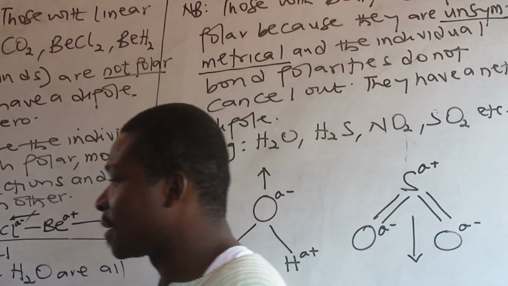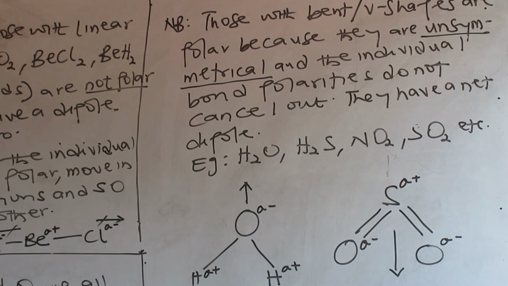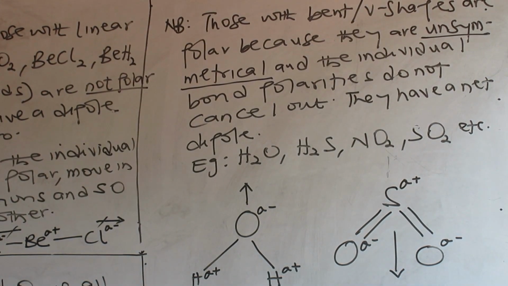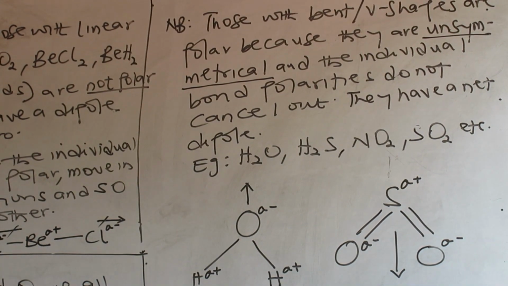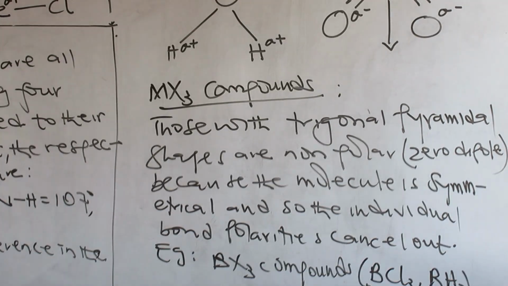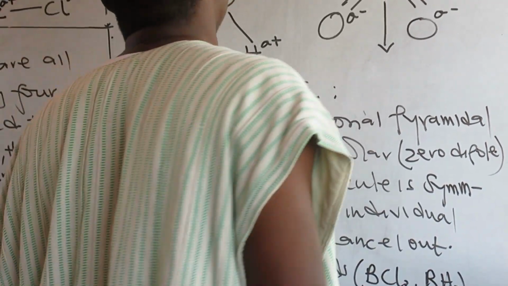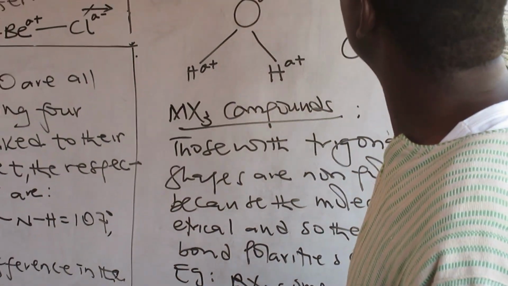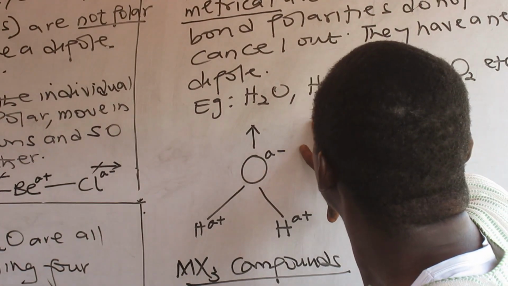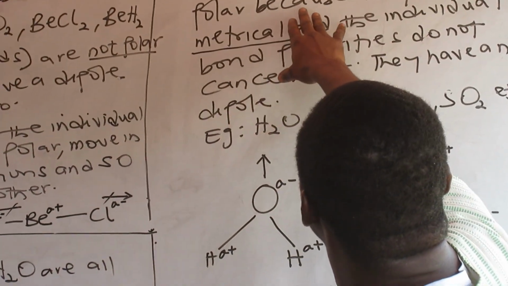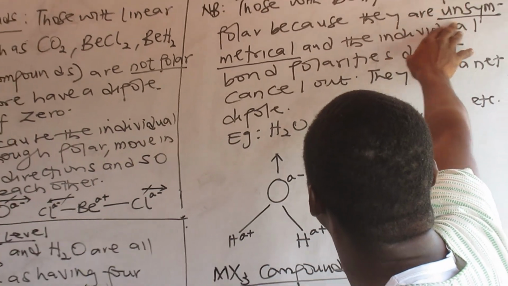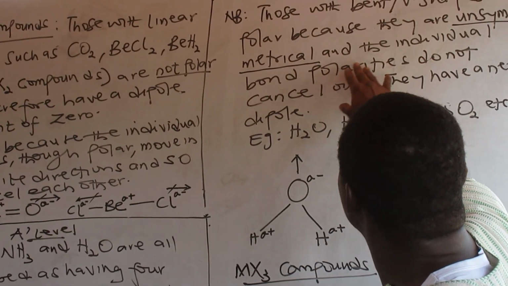Now let's look at the last one. Let's check on this. Symmetrical and unsymmetrical nature of something. So they said this one do not, or dipolar. Those with bent shape are unsymmetrical, and the bond polarities do not cancel out, right?